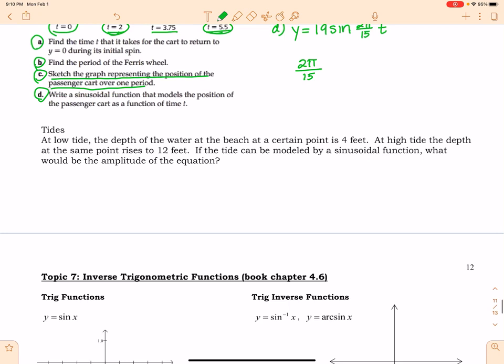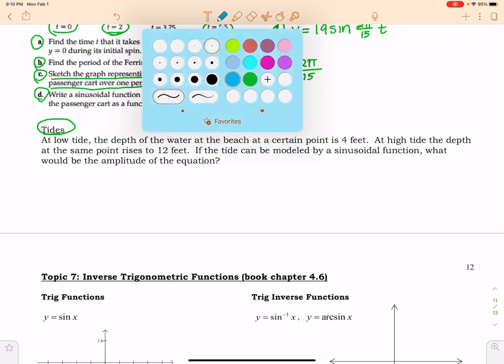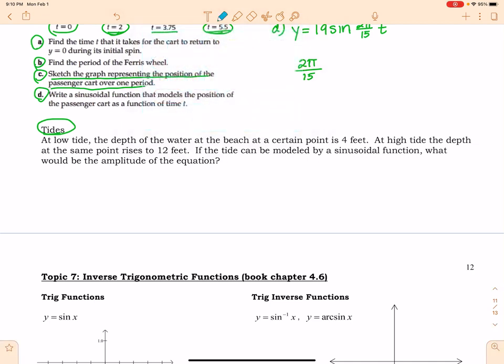Another thing we use sine for is tides, because as the tide comes in and goes out, that can be measured by this. It comes in, it goes out, just like that. For this particular problem, we need to switch our color because we're going to be dealing with water. At low tide, the depth of water at a beach at a certain point is 4 feet.